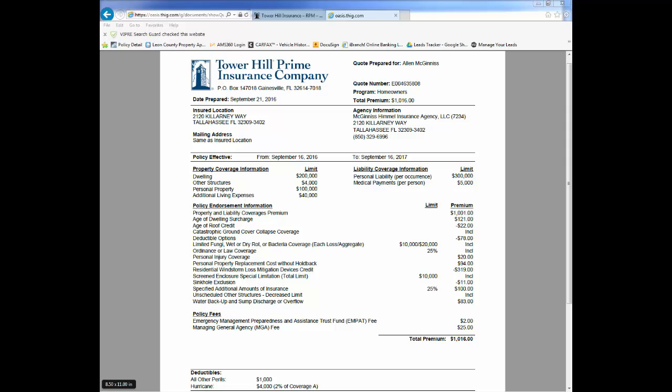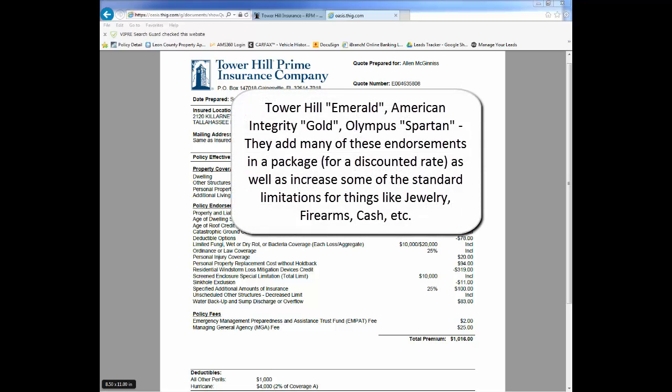Some companies also have some endorsement packages, which are great. They kind of package a lot of these coverages together and bump up some of the basic limitations in the policy. Tower Hill has their Emerald package. American Integrity has their gold and silver and diamond packages. Olympus has their Spartan packages. There's a bunch of different names for these things, but if you get one of those packages, it makes it a little bit more complicated, but you'll want to pick through what's included on those that's important to you and make sure they're similar across your other estimates.